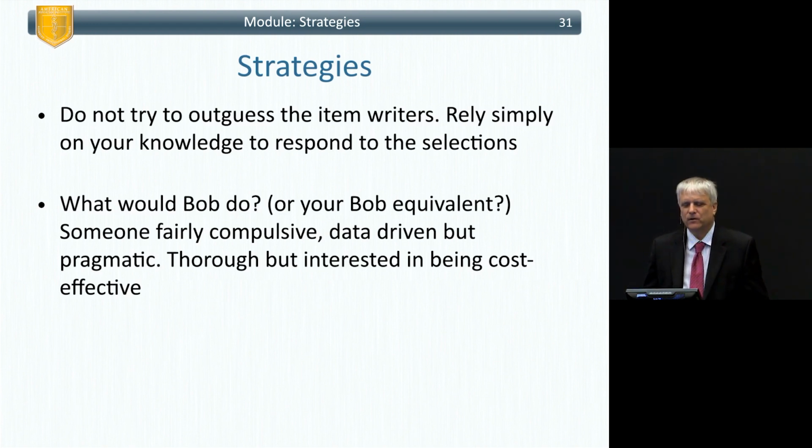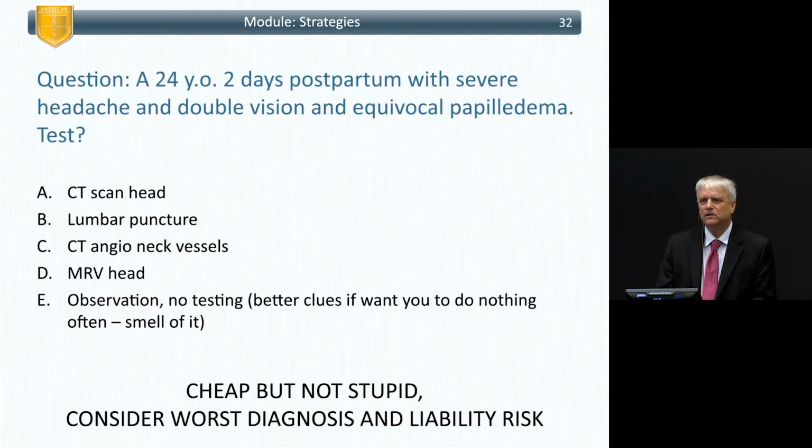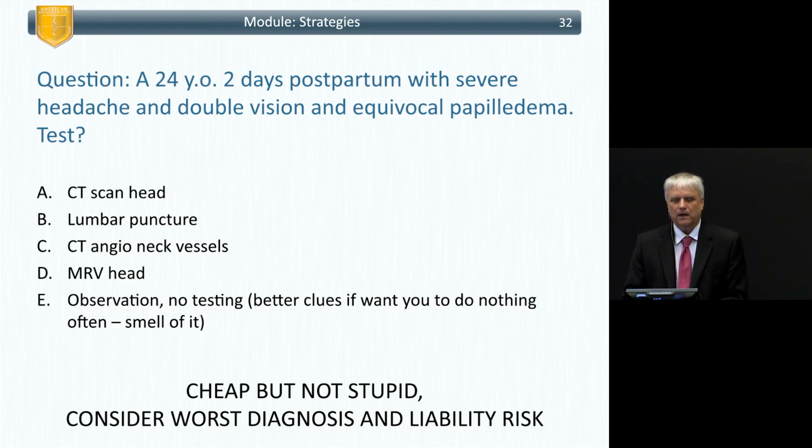So one of my friends who's a very shoot-from-the-hip type of guy, he would say, what would I do? It's like, nothing. And so you think, well, that isn't going to work. So he'd say, well, what would Bob do? So it's like, oh yeah. So somebody who's kind of compulsive, data-driven, but slightly cheap. And so you don't just want to do every test to be compulsive, but you want to think about most things. So try to find that balance. Think about what good medical practice is. Think what most of your partners do.